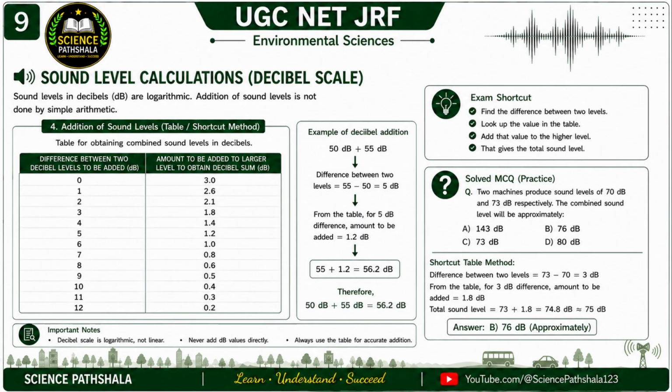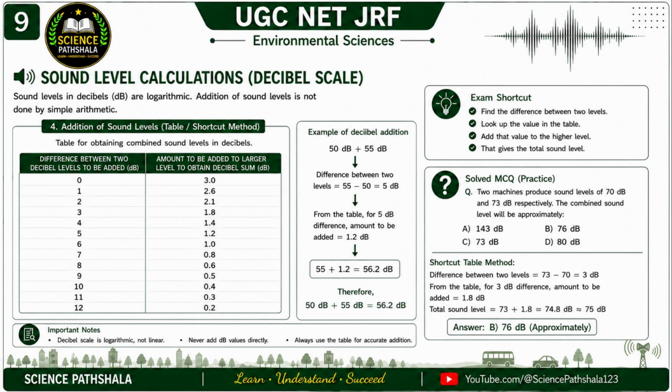And here we have the solved MCQ. Two machines produce sound levels of 70 dB and 73 dB respectively. The combined sound level will be approximately, we are given four options. So we need to see the table. The difference between the two levels is 3 dB.